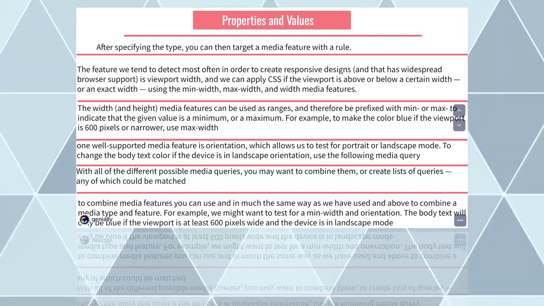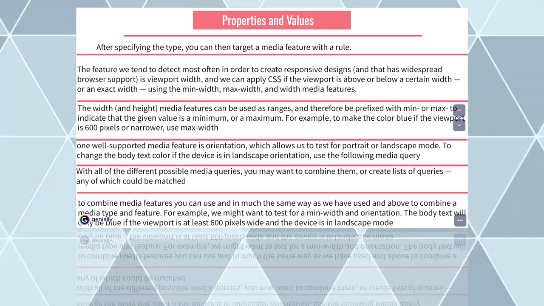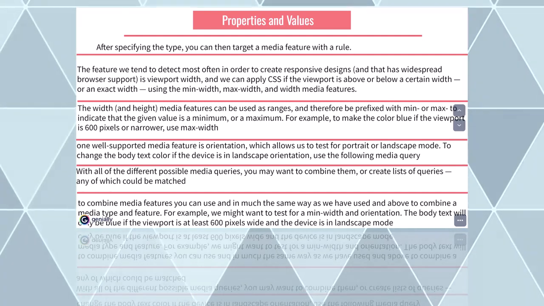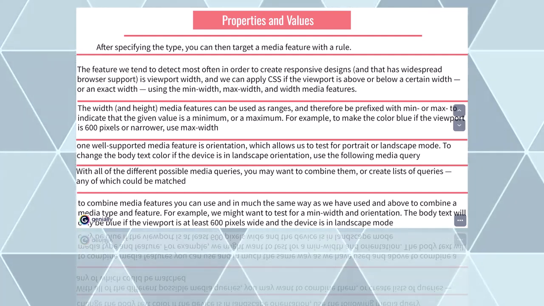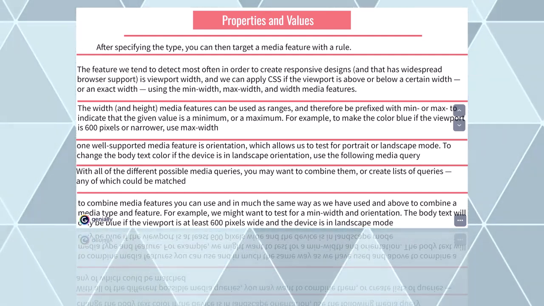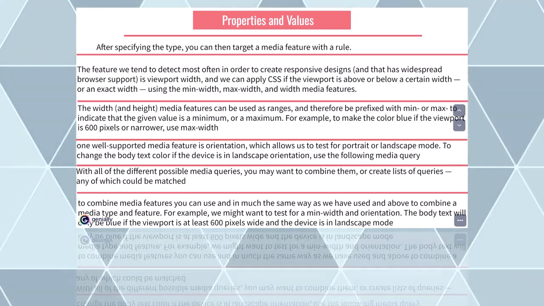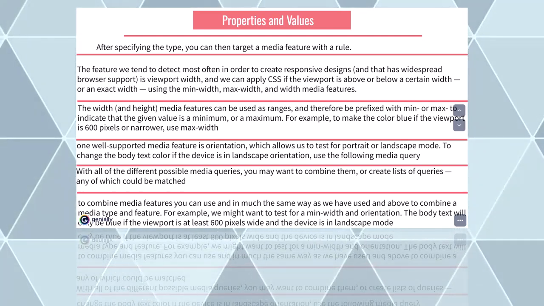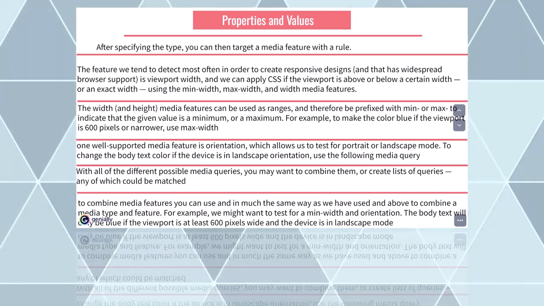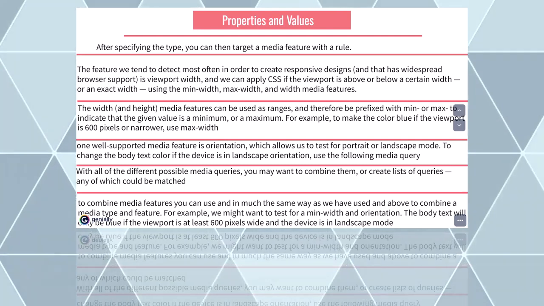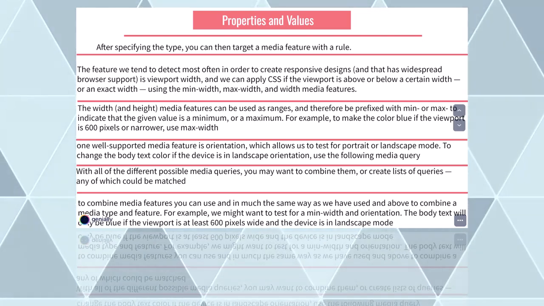So can you guys just try to tell me what you understand about what I'm saying right now? I can read it again because that third one is the most important one. Let me read it for the last time so that you can try to guess what I'm trying to say. The width and the height media features can be used as ranges and therefore be prefixed with min or max to indicate that the given value is a minimum or a maximum. For example, to make the color blue if the viewport is 600 pixels or narrower, use max width. Cindy, what do you make out of that?